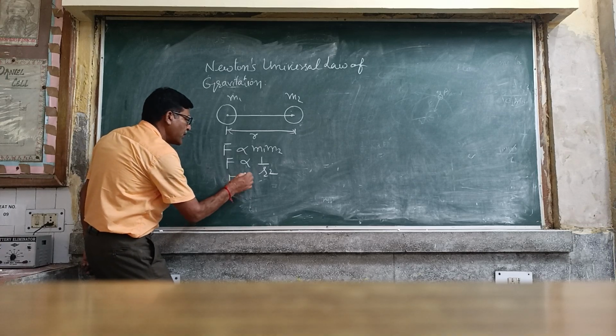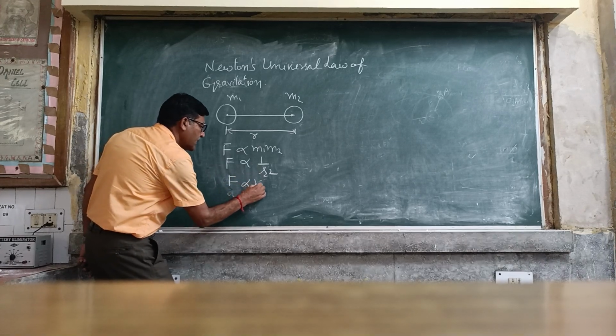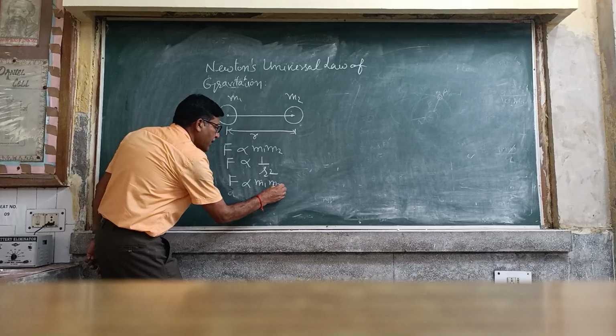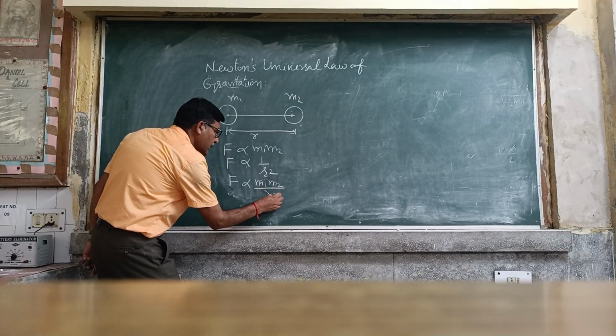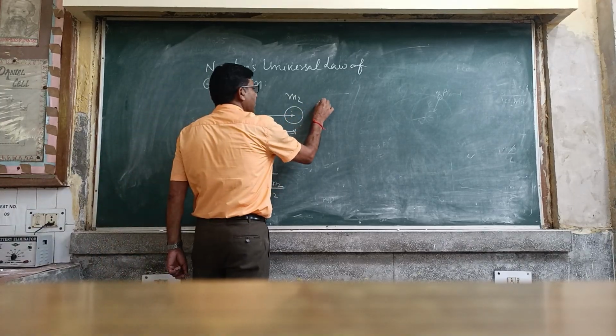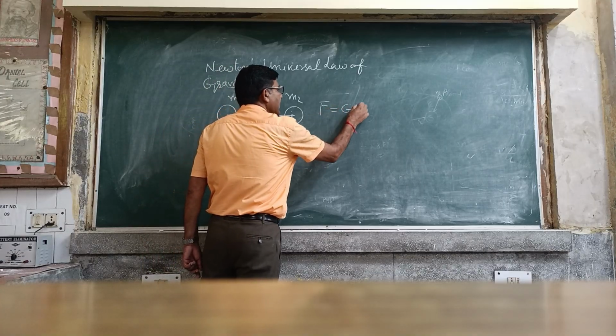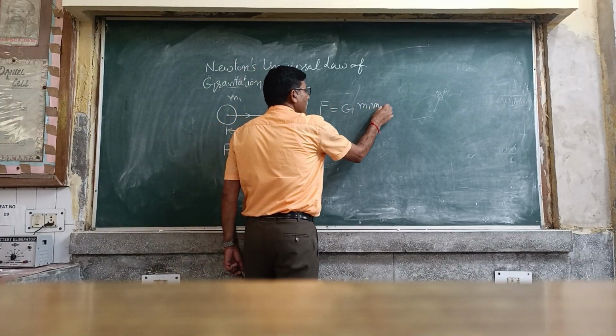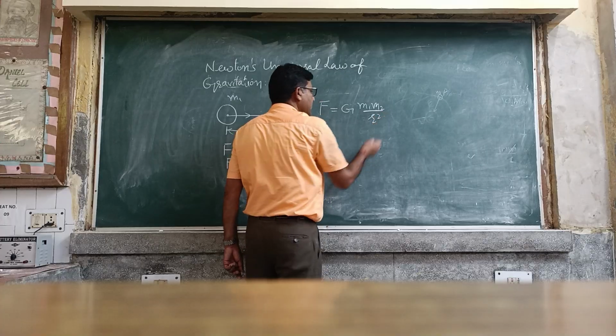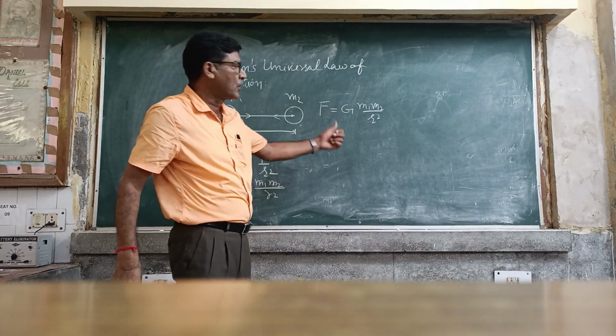Combining these two expressions, we can write F is proportional to m1 m2 upon r square. So this F, the force of attraction, can be written as G m1 m2 upon r square. This G is known as the gravitational constant.